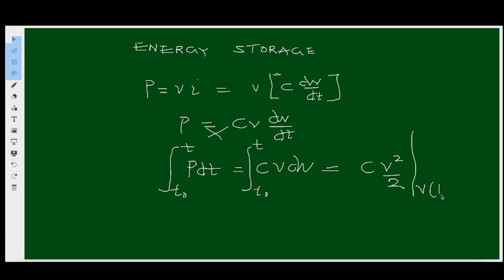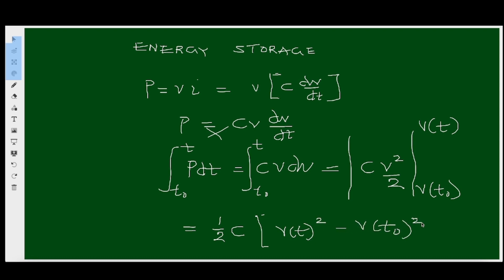V of t naught, V of t, right? So these are the boundaries. CV squared over 2, because when we integrate V, C will be a constant because we are integrating with respect to V. So therefore we have V squared over 2, which is still CV squared over 2, and the boundary is V of t naught. If you open the boundary, what do we have? It means that the energy is 1 over 2C into bracket V of t squared minus V of t naught squared.